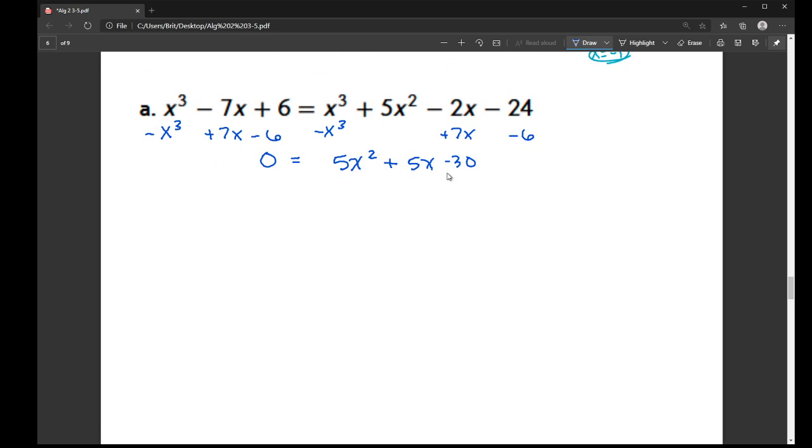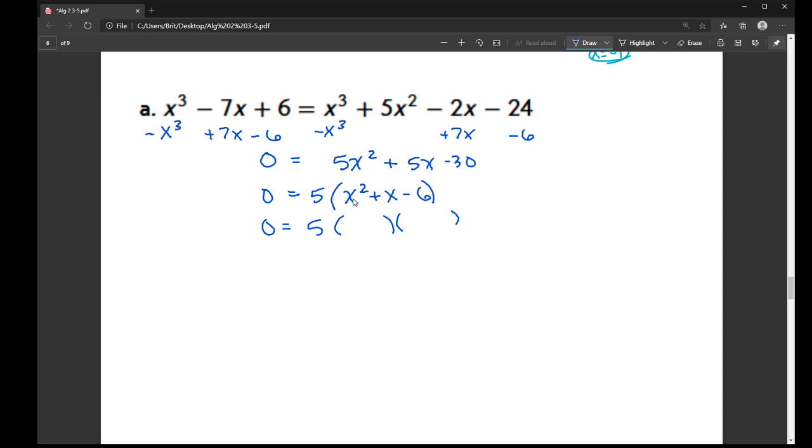Now I'm going to try to simplify this to see if it gets a little easier. If you notice, 5, 5, and 30 all have a greatest common factor of 5, so I'm going to pull that 5 out. So I get x squared plus x minus 6. And this can be factored with the double bubble.